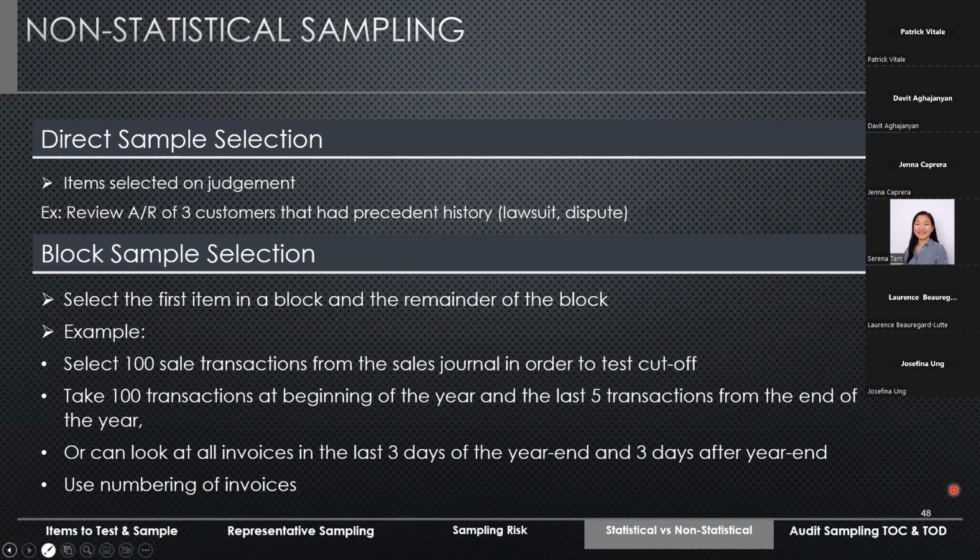Then you have block sample selection, and this is when you're trying to test cutoff. You want to make sure that at the end of January 31, the invoices are for the right year end and not the other year end. So you're taking a couple from 2022 and then a couple from 2023. That's not statistical sampling because you're just saying, I just want these ones.